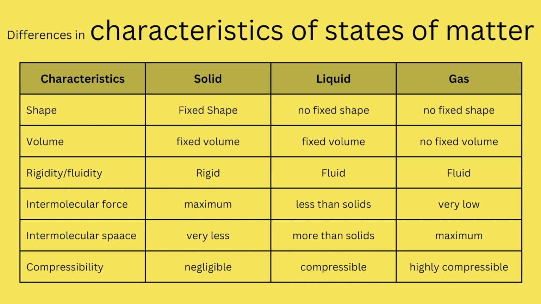And the next thing is intermolecular space, the amount of space in between these molecules. That is very less in solids because they are very closely packed. Liquids have a little more, meaning there is more intermolecular space in liquids than in solids, and intermolecular space is maximum in gases. They are very loosely packed. They have maximum intermolecular space out of these three states of matter.